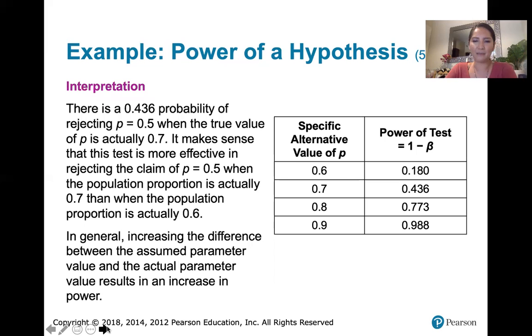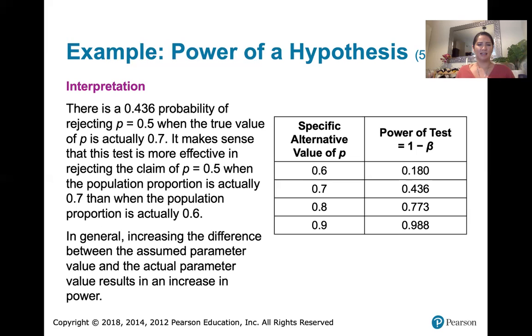So let's look at what happens if the actual population proportion were 0.7, so that you have a 70% chance of having a girl when you're using this X-sort method. Well, in that case, the power ends up being this 0.436 from the second row in our table. And that means that you have a 43.6% chance of correctly rejecting the null hypothesis when the actual population proportion is 70% as opposed to that 50%.